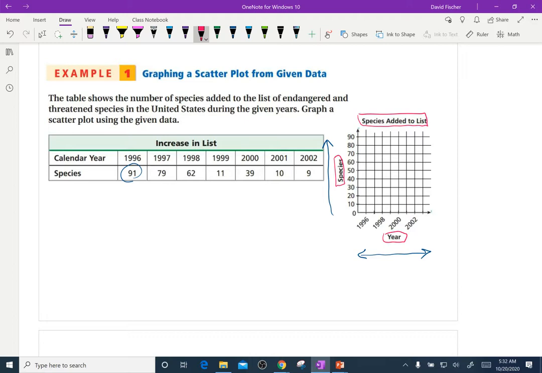They did a whole lot of work for us. In 1996, we had 91. I get it, they're counting by tens, but we just come as close as we possibly can to look for a pattern. 79. 1998, 62. Boy, there was a big drop. Went from 62 to 11. And then we went back up a little bit.